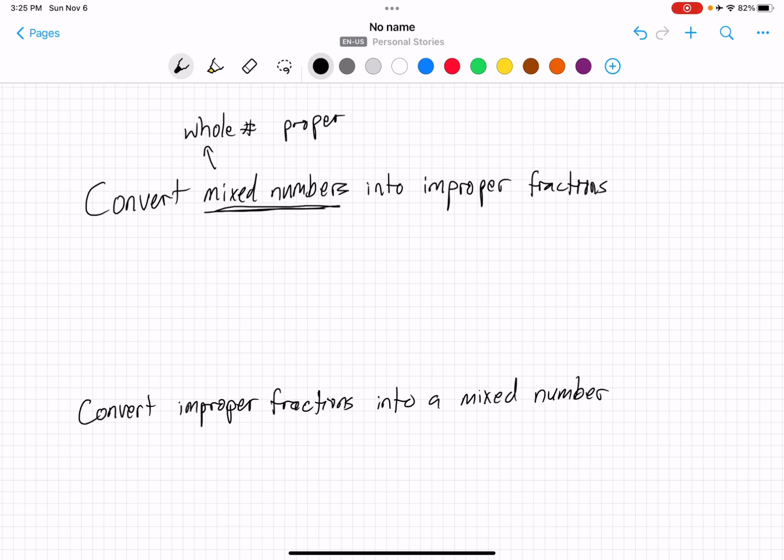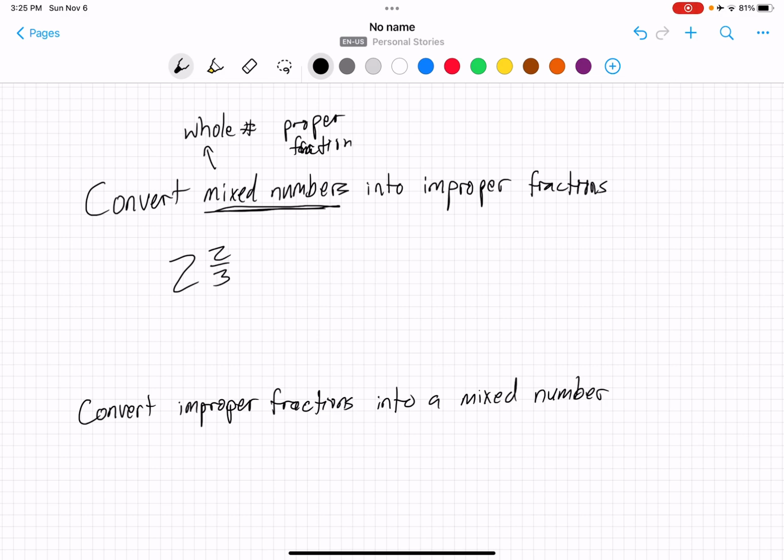If it's an improper fraction, it actually is not a mixed number. So let's begin with an example of a mixed number. Let's start with a number like 2 and 2/3.